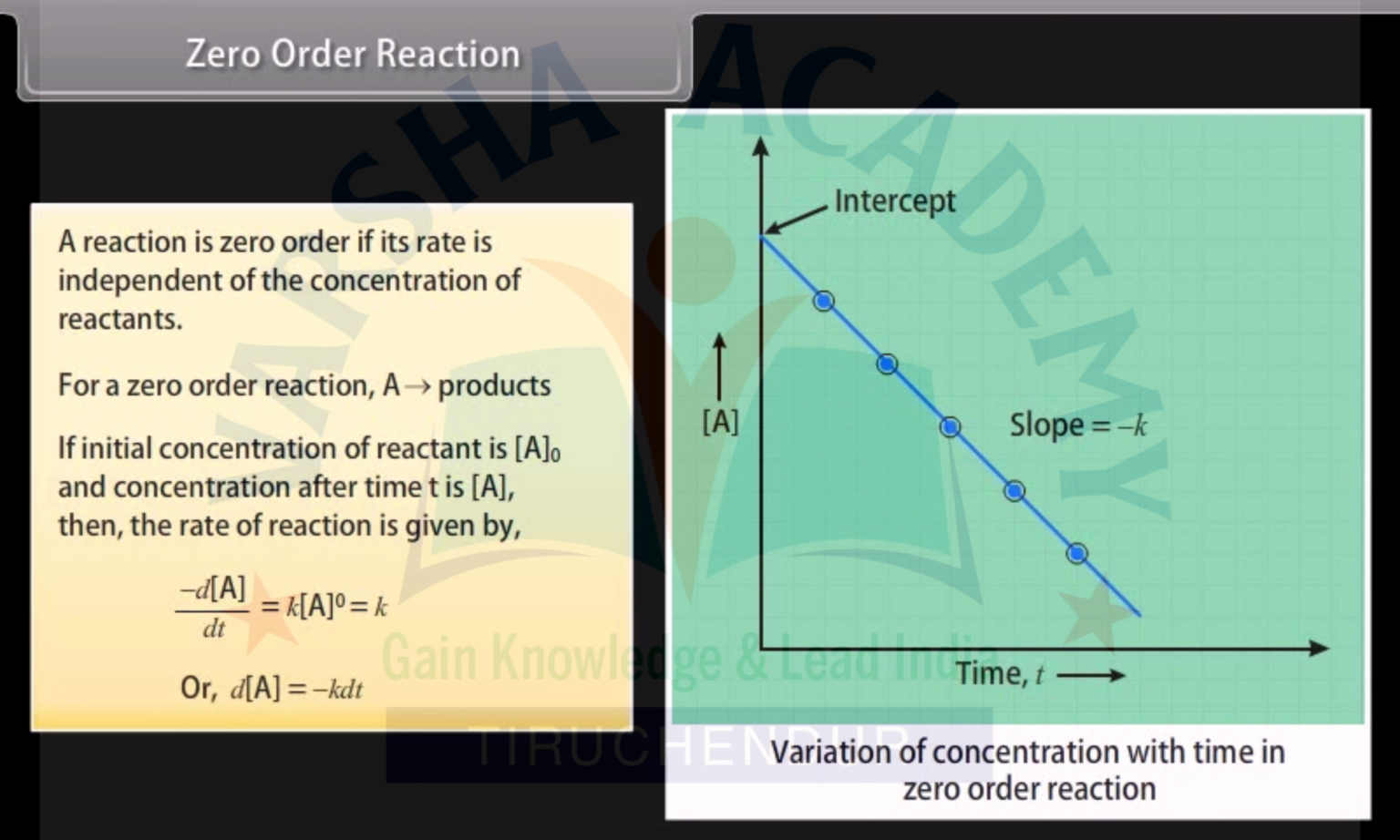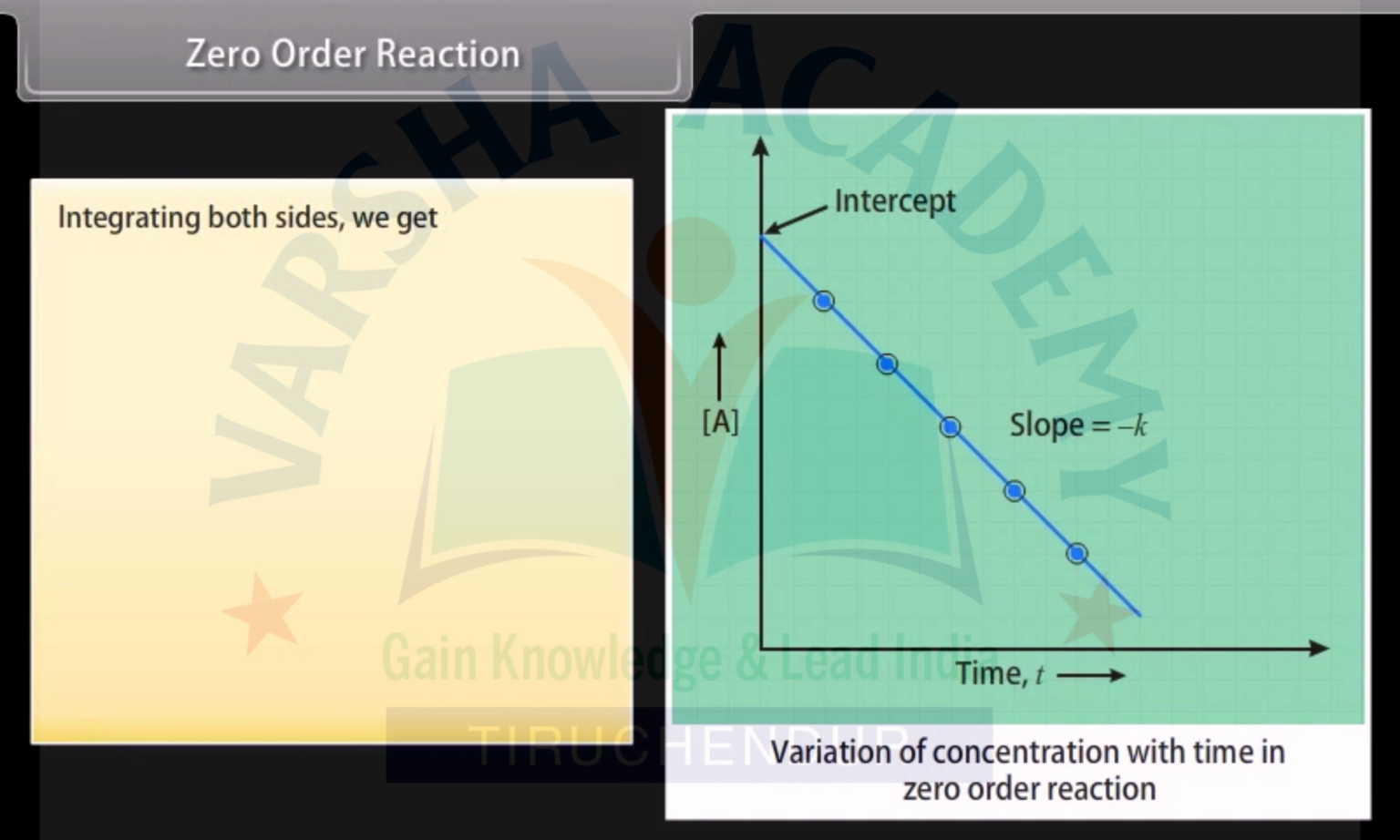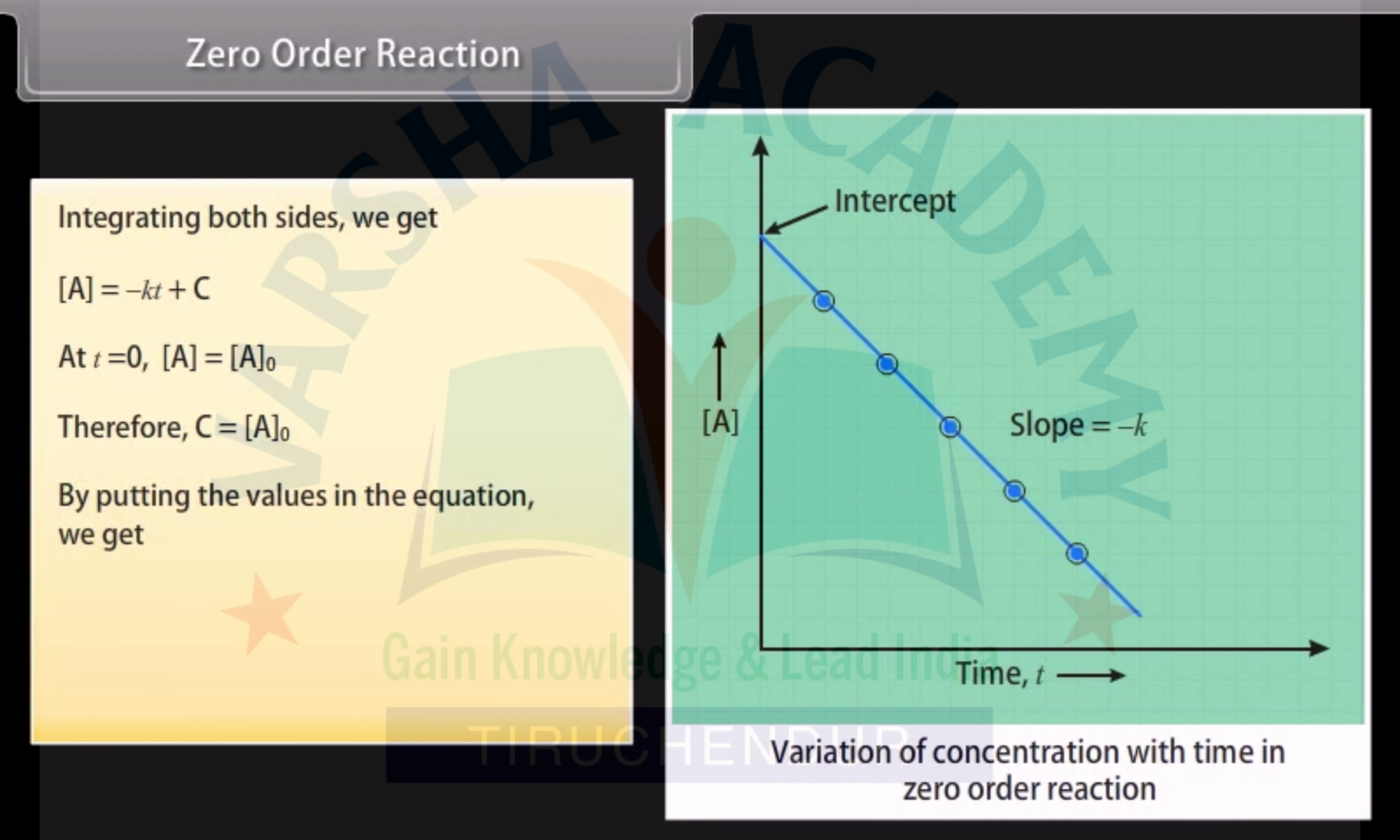It can be written as da is equal to minus k dt. Integrating both sides, we get a is equal to minus kt plus C. At t is equal to 0, a is equal to a naught. Therefore, C is equal to a naught. By putting the values in the equation, we get a is equal to minus kt plus a naught, or it can be written as k is equal to 1 upon t multiplied by (a naught minus a).